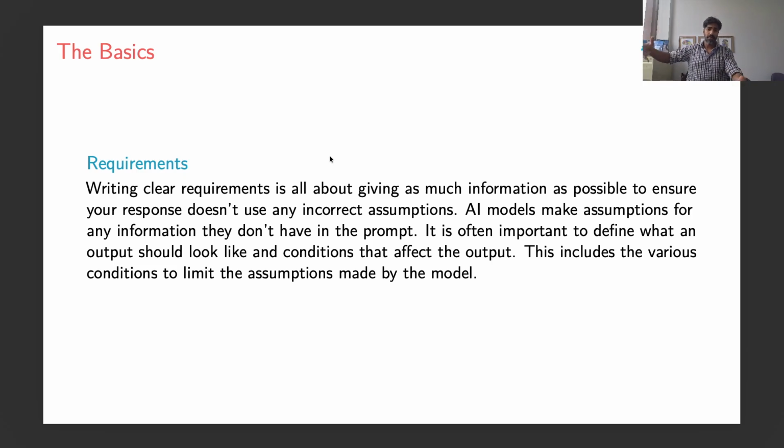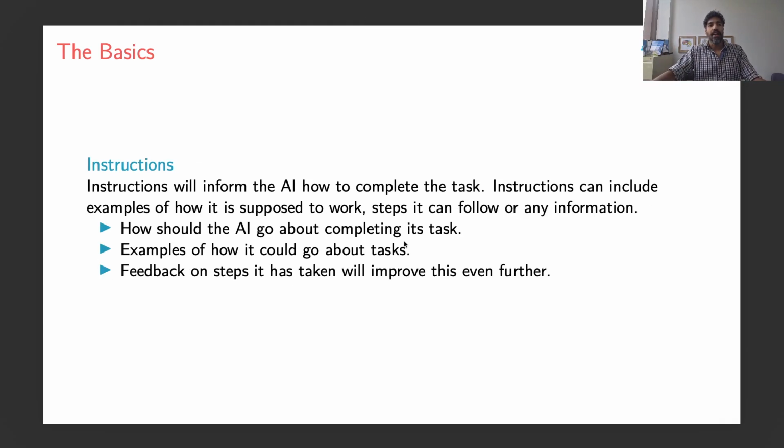If you don't know, that's fine, but recognize that that will likely result in a more back and forth, collaborative work with the AI rather than a directive, this is what I want and this is how you need to get there. And then the instructions will inform how the AI will complete the task. So instructions can include examples of how it's supposed to work and steps it can follow or any information. So how should it go about completing the task, examples of how it could go about the tasks, and feedback on steps it's taken will improve this even further. So constantly give it feedback on its work so it knows what you want and how you want it to speak in certain ways.